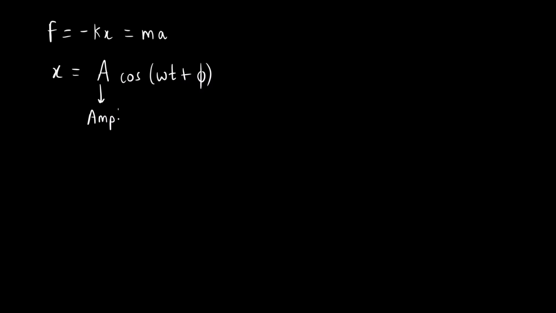We have got one equation, force is equal to minus kx. And from Newton's second law of motion, we know force is also equal to m into a, where m is mass and a is acceleration. We know the expression for displacement from stationary waves. It is x equals A cos(omega t plus phi). X is the displacement, A is the amplitude, which is the maximum displacement from the mean position. A, omega and phi are constants.